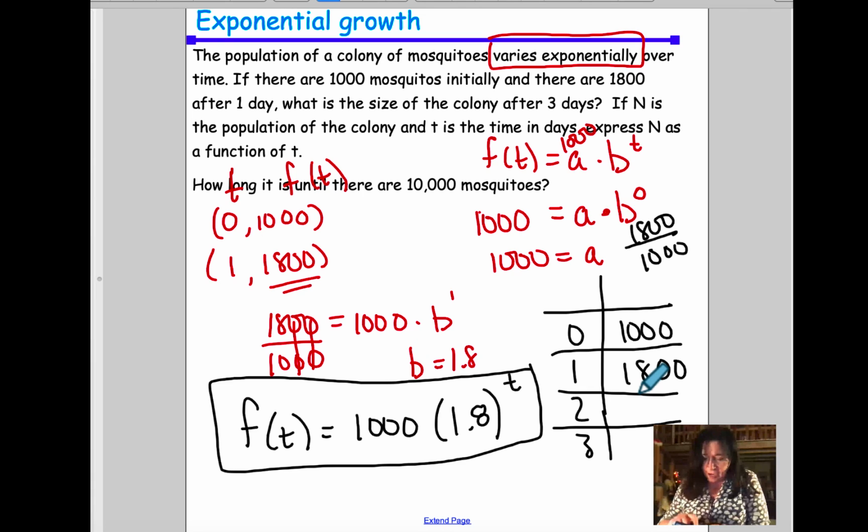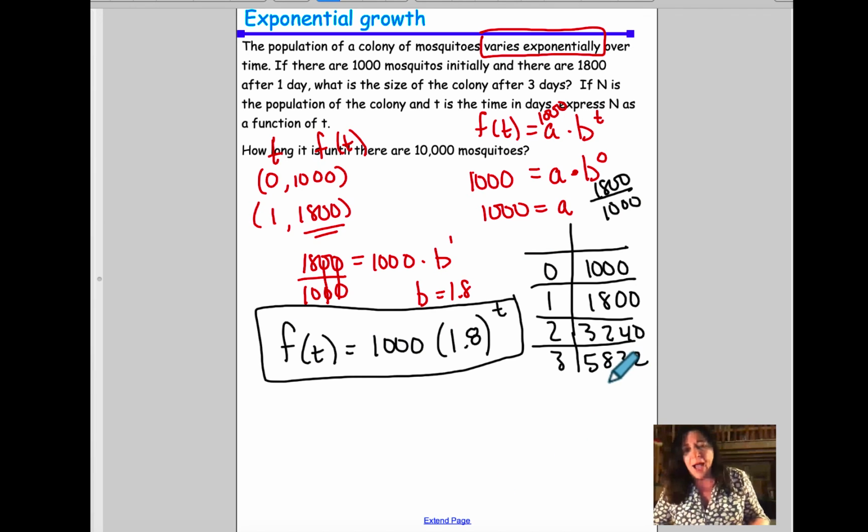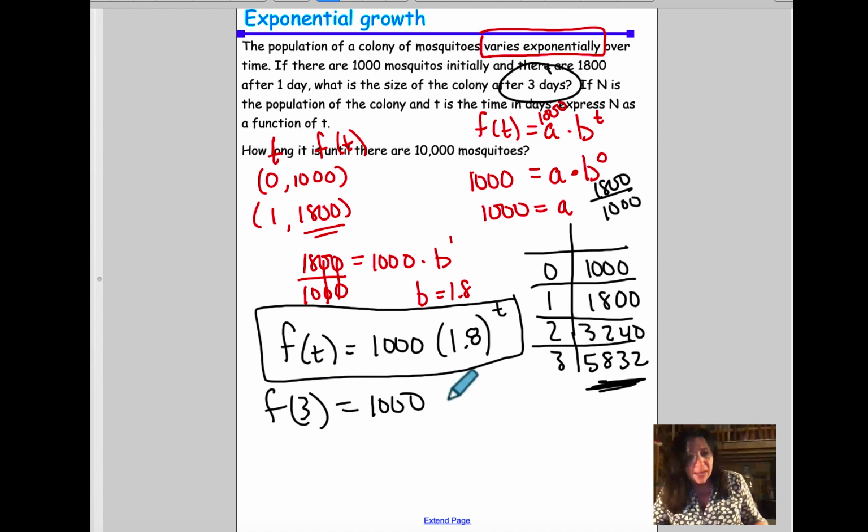So realistically, I can go 1,800 times 1.8, and I'm going to get the next value, which is 3,240, and then take that number times 1.8, and that gives me my next value, which is 5,832. So after 3 days, I'm at about 5,800 mosquitoes, awful. Or I could plug in that 3 here and go 1,000 times 1.8 to the third power, and I'm going to get the same answer, 5,832.